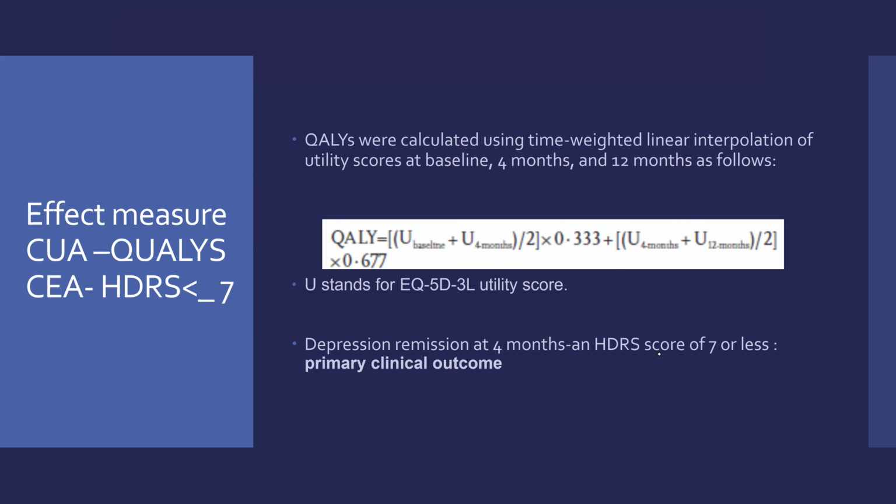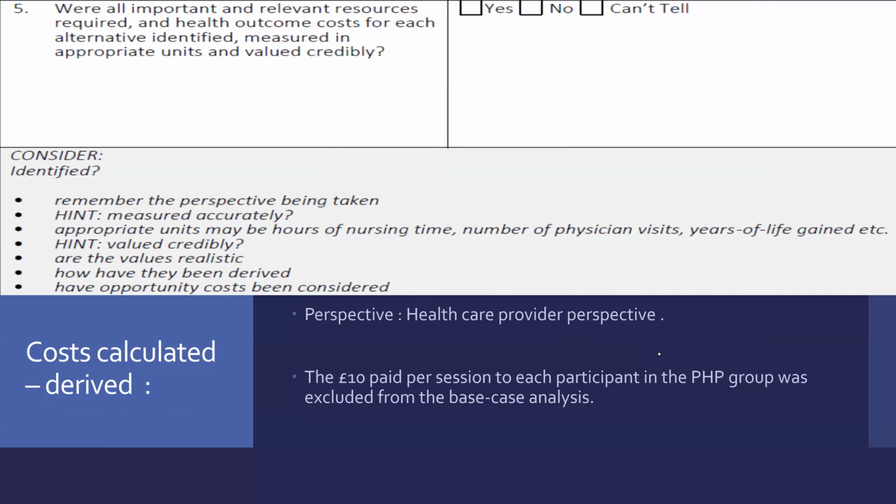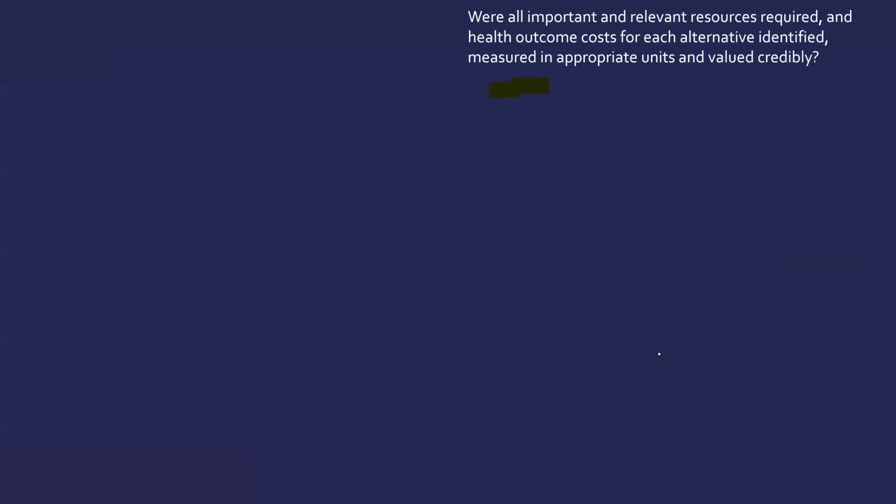Second was depression remission, defined by a rating score of less than 7. This was the primary outcome, where they assessed depression remission. How were the consequences and costs assessed and compared? The perspective was that of a healthcare provider, so money paid by the participant was excluded from the analysis because they went strictly from the healthcare provider perspective.